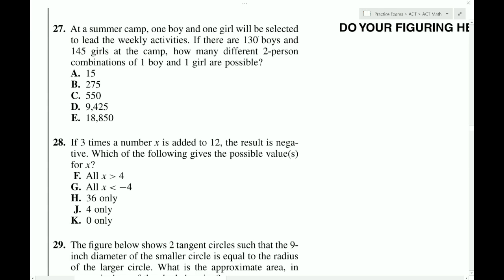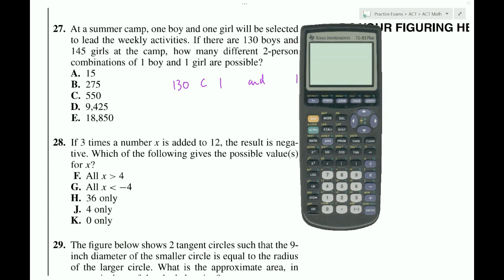At a summer camp, one boy and one girl will be selected to lead the activities. If there are 130 boys and 145 girls, how many different two-person combinations? So one way to do this is you do 130 choose 1 out of the boys. And then you also do 145 choose 1. Okay? So 130 choose 1, we could put into the calculator, right? So you go 130, then you go to your math menu, you go over to the probability menu, nCr, and then 1.